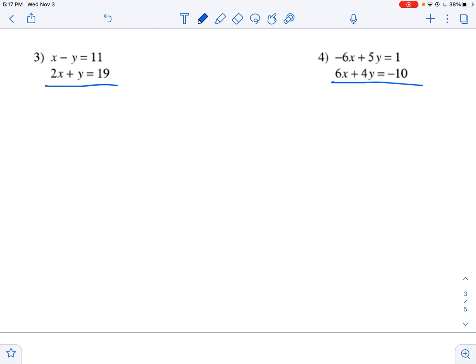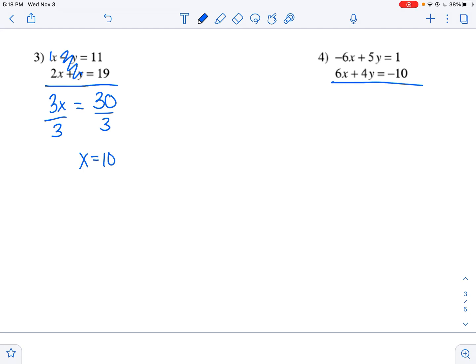Okay, so you should have paused the video and completed the first variable. I've got opposites here for y, positive 1 and negative 1. So those are going to eliminate each other. And here I have 1x and 2x, gets me 3x, 11 and 19 equals 30. And then I can divide because I see multiplying, and x would be 10.